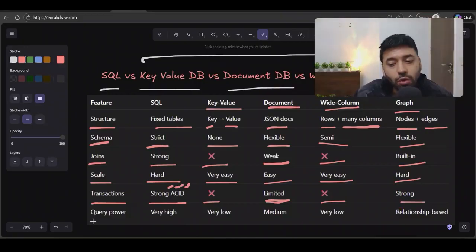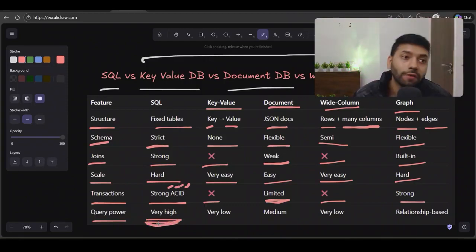Okay, last, talking about the query power. In SQL we have very rich queries that you can write. We also have joins, right? We discussed different types of joins actually in SQL. So in SQL you have very rich queries. You can query based on all the fields, properties, and joins you can apply, right?